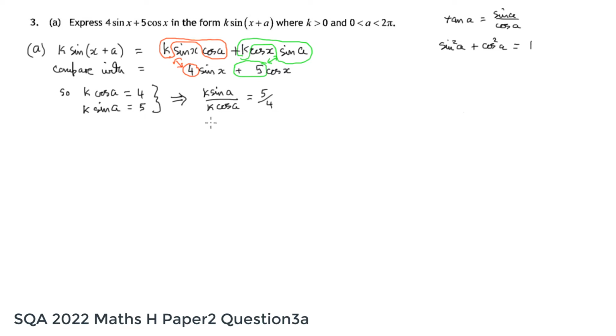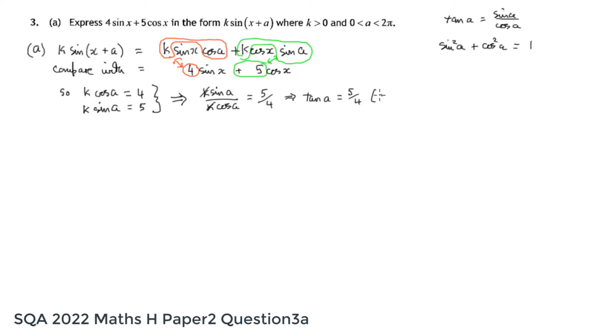Now, why are we doing that? Well, we cancel out the factors k, top and bottom. We're left with sine a over cos a, which we know is tan a. So tan a is 5 over 4.